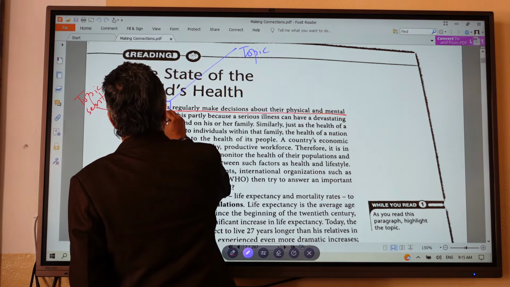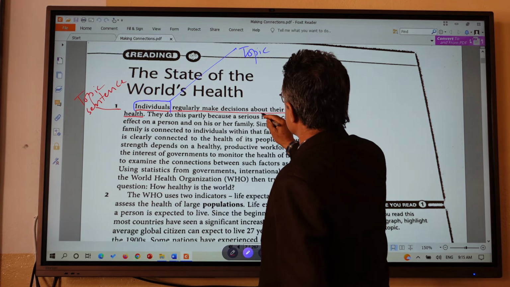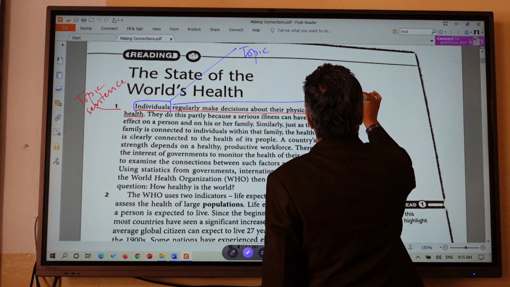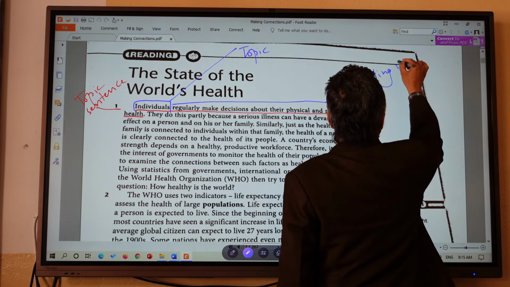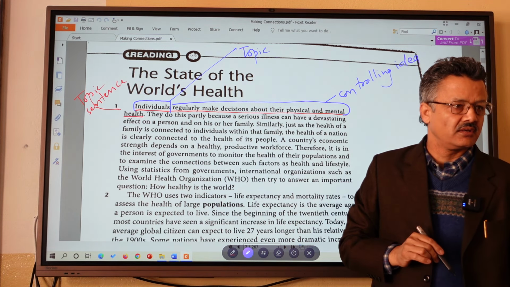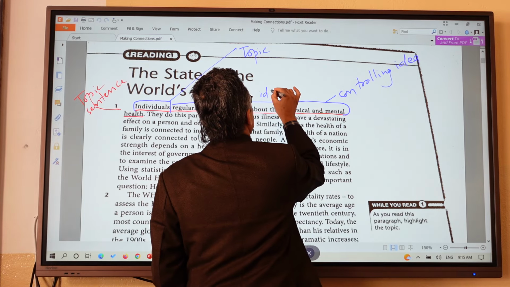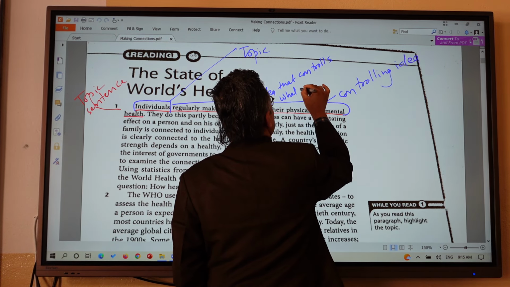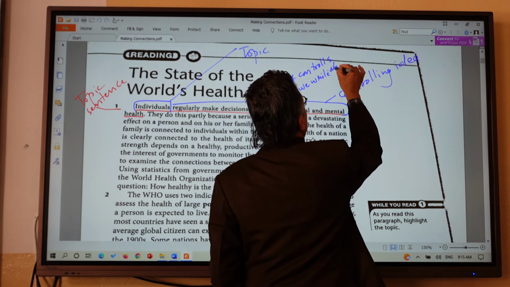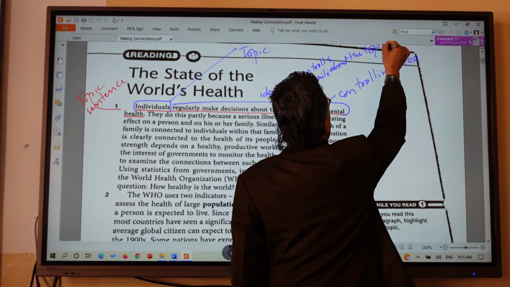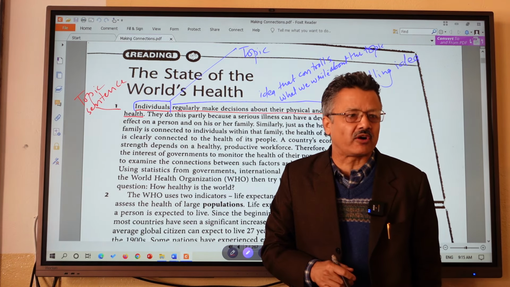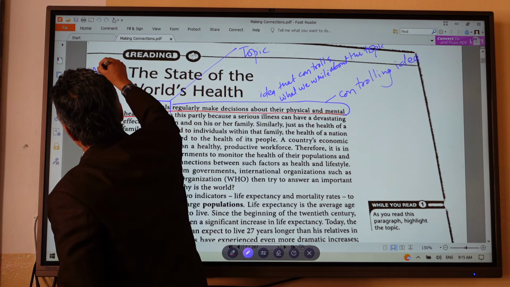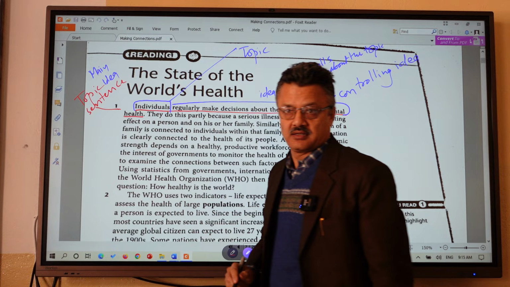Okay. So, individuals is the topic. Now, regularly make decisions about their physical and mental health. This second part is known as the controlling idea. What do you call it? Controlling idea. Controlling idea means the idea that controls what we write about the topic. And together this whole topic and this whole sentence is also known as what do we call it? Main idea. Right? Main idea.